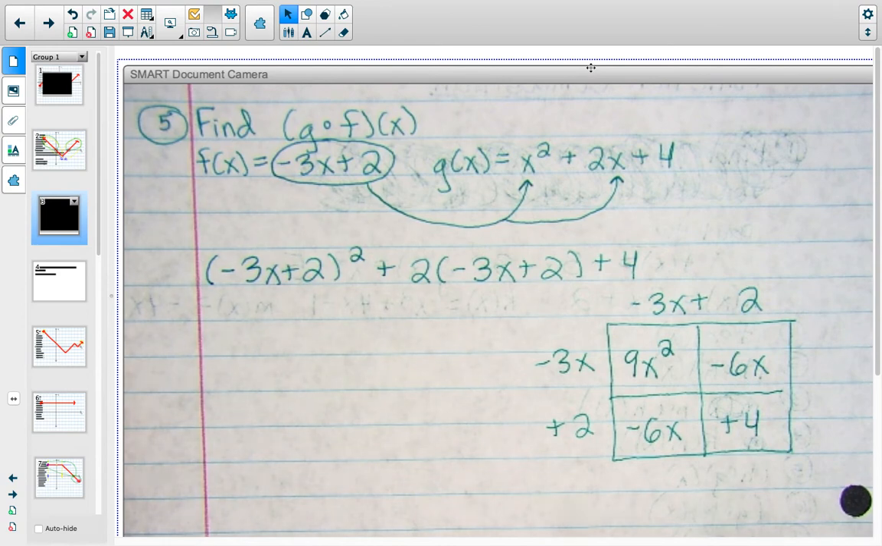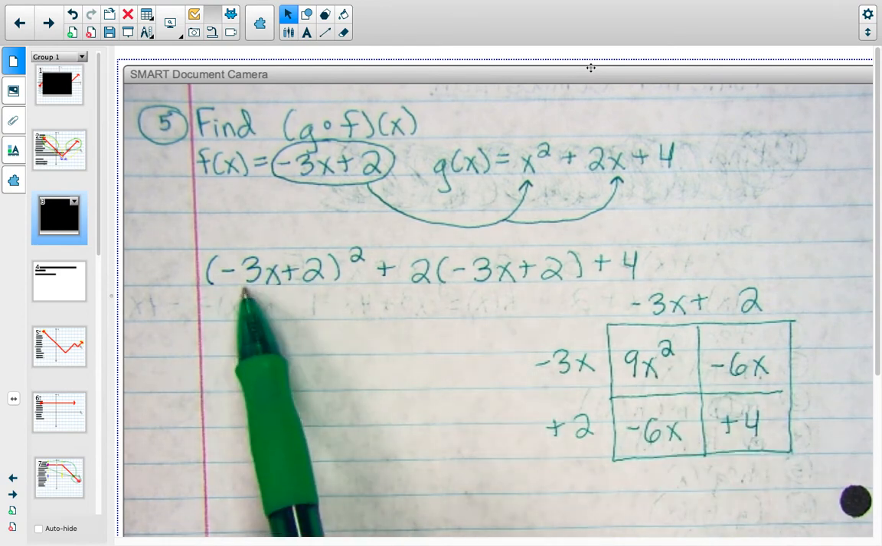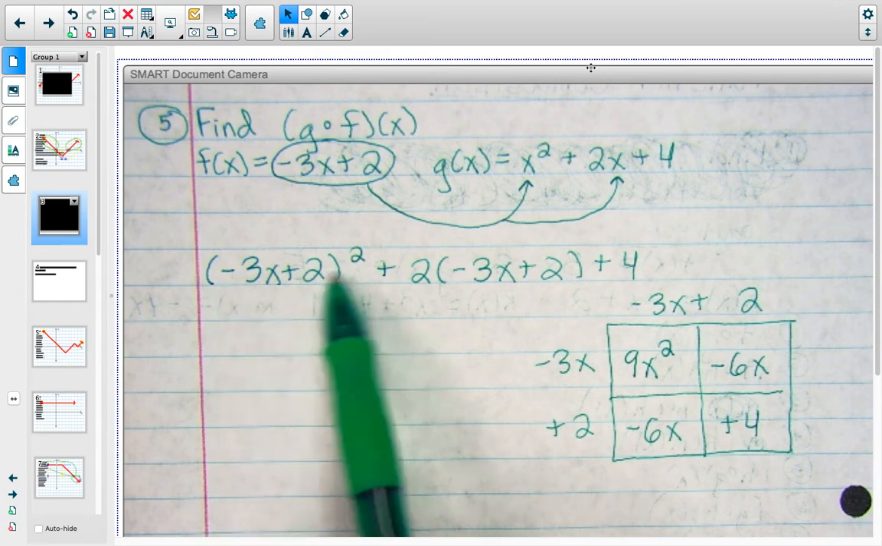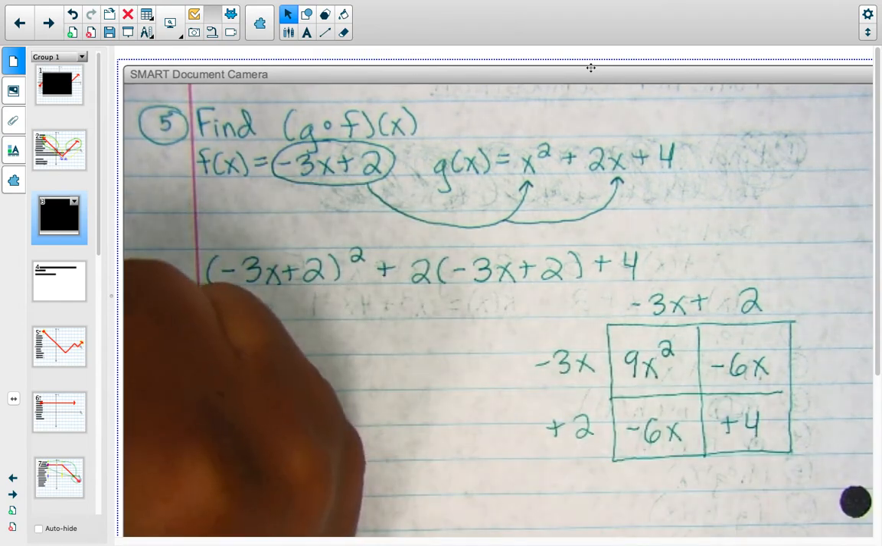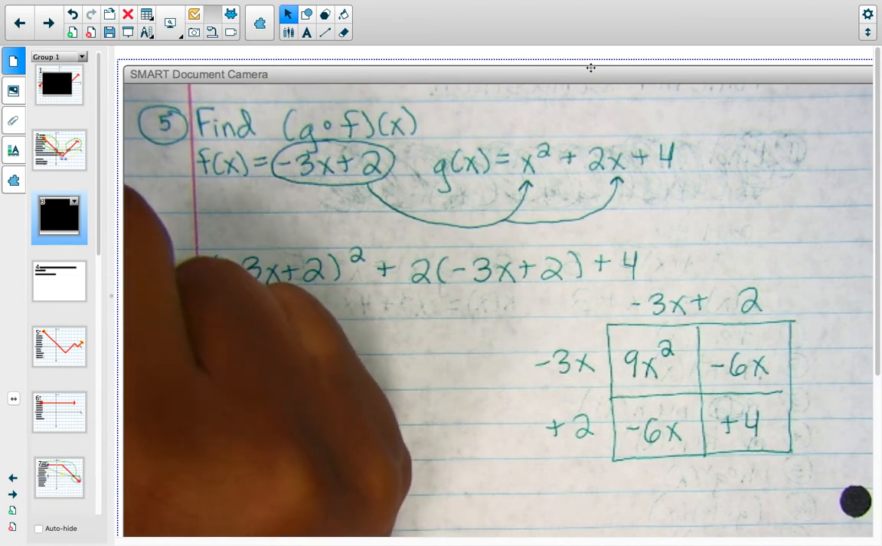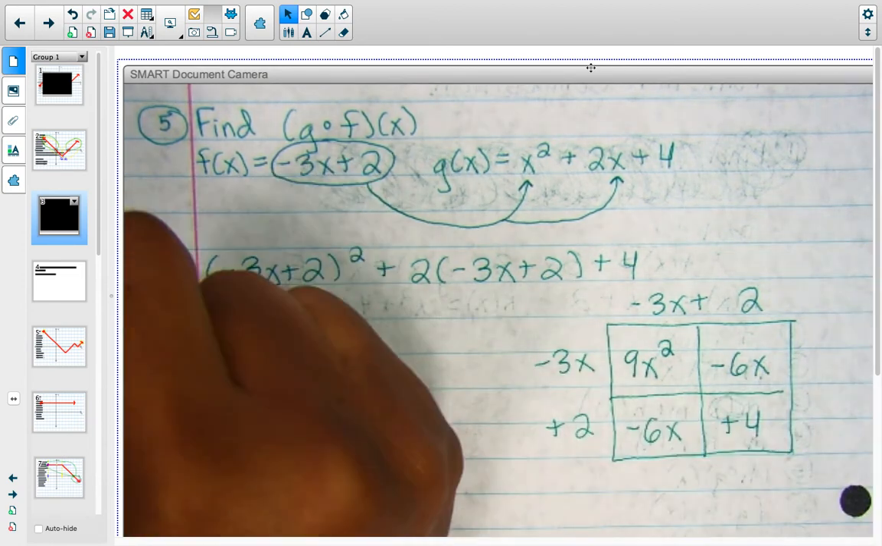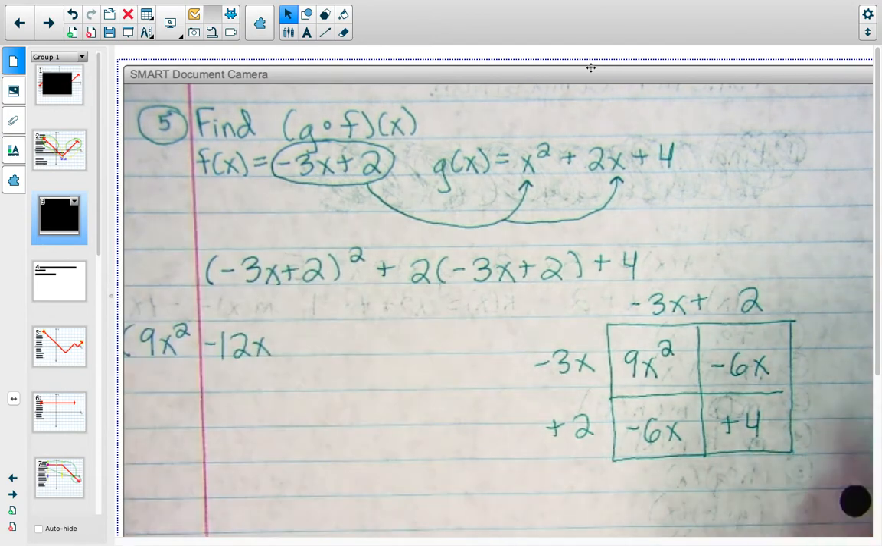I go through and I'm going to add this back into my problem. So this was kind of like a side note because I had this squared. So I'm going to add my answer back into my problem. That's going to give me 9x squared. This gives me 12. And plus 4.